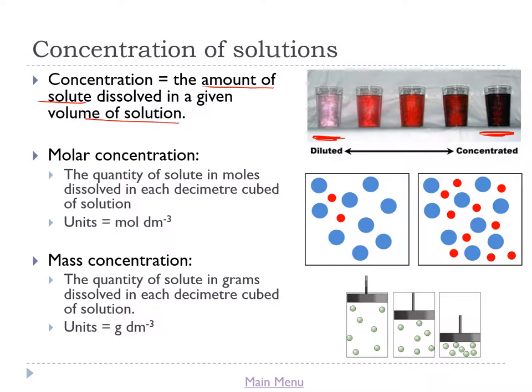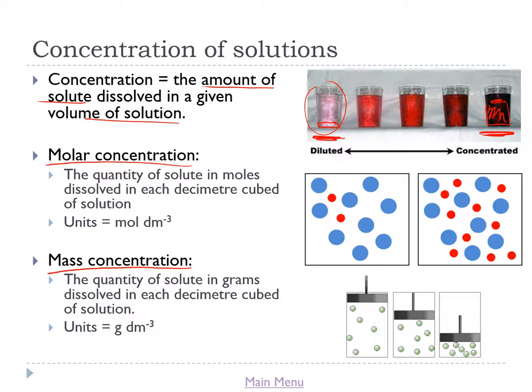To make up this weak Ribena, there might only be a very small amount of Ribena dissolved in our glassful, and to make up this strong Ribena, there'd be a lot more Ribena, a lot more of our solute dissolved in the glass. So in terms of measuring concentration, there are two different ways to look at it. We can think of it in terms of the molar concentration and the mass concentration.